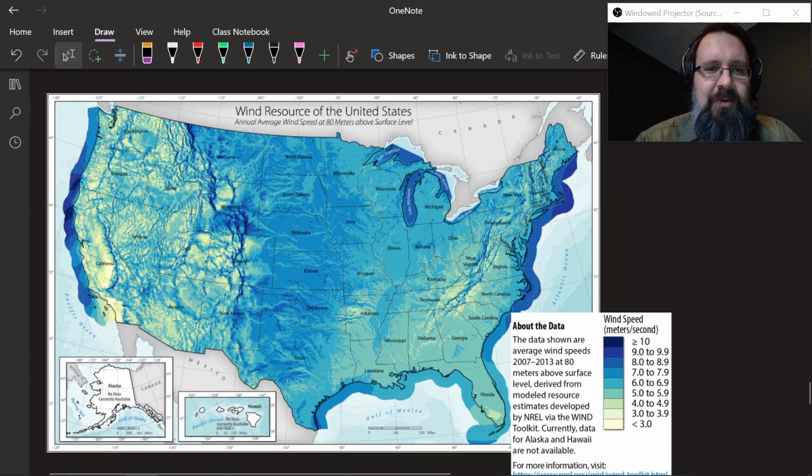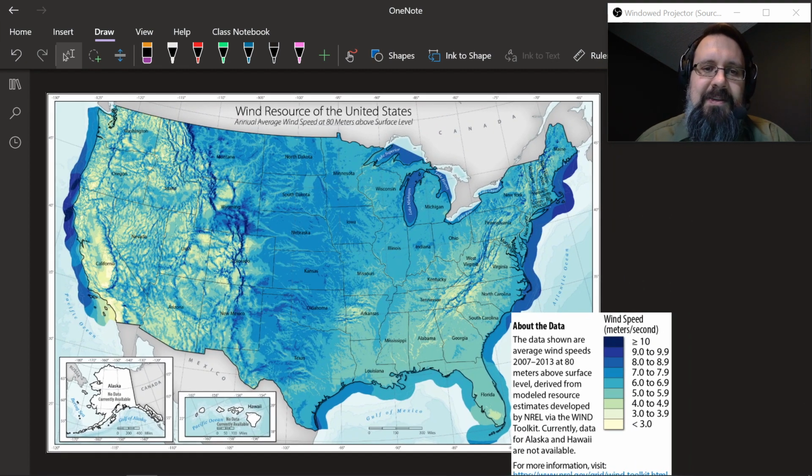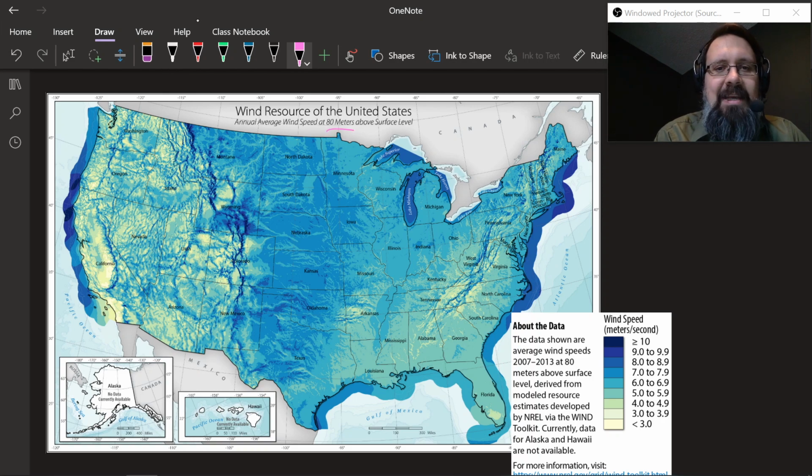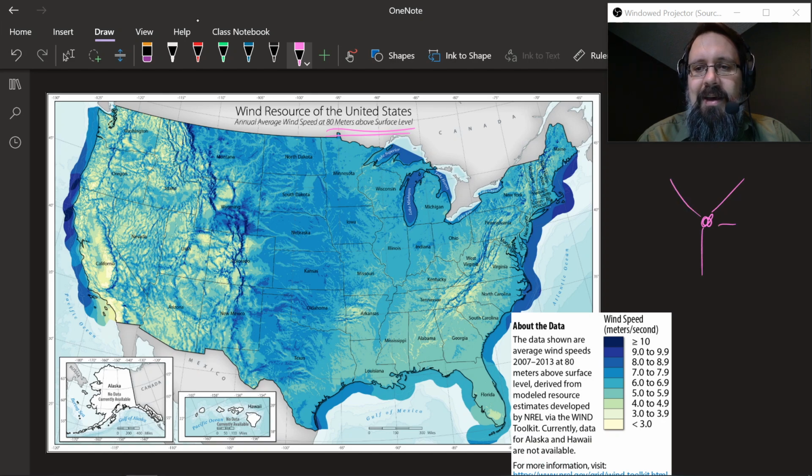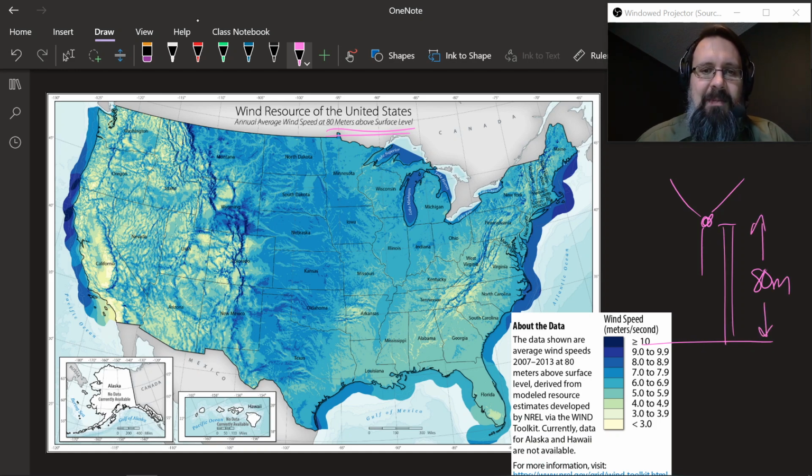This is a cool map showing you the wind resources of the United States. The key things to notice here are the coasts are highly useful for wind energy. Also, this is 80 meters above surface level, because the hub of the wind turbine, with the blades coming out like this, is about 80 meters up. That's why I was looking at the wind speed 80 meters up. So offshore potential is very high.